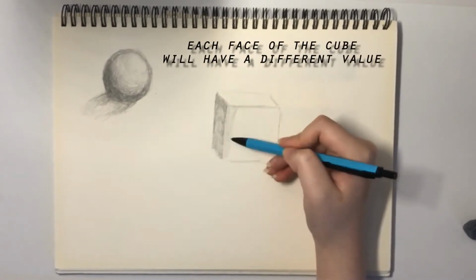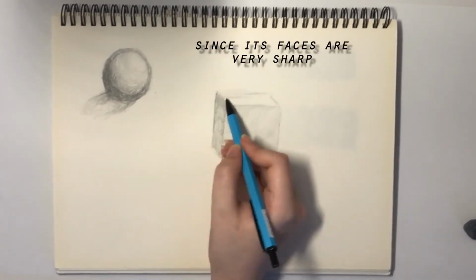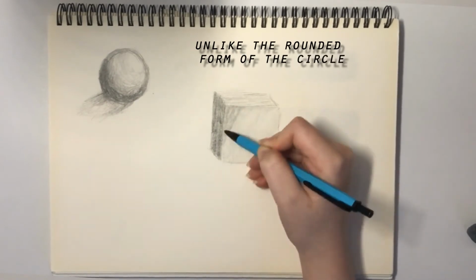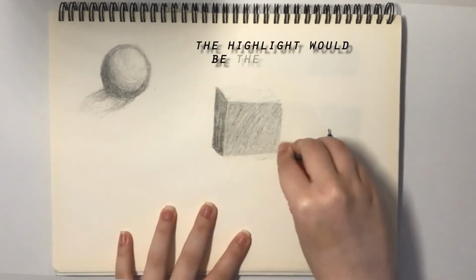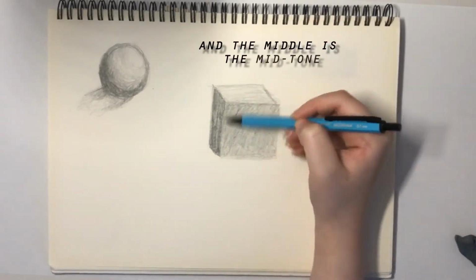Each face of the cube will have a different value since the faces are very sharp, unlike the rounded form of the circle. The darkest would be the face farthest from the light source, the highlight would be the closest, and the middle is the midtone.